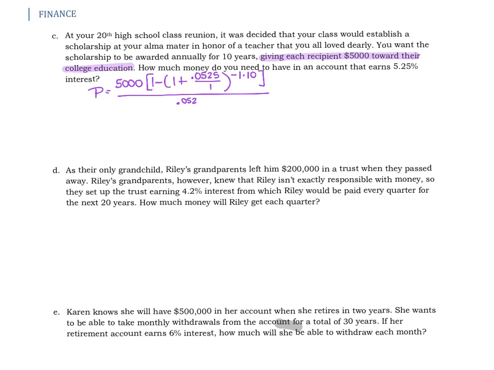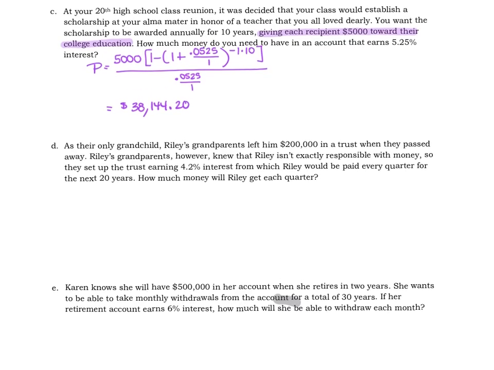So although I'm writing in the divided by 1, hopefully you clearly understand there's no need to actually type divided by 1 on your calculator, since you're just going to get the 0.0525 for that portion. Putting that into your calculator, your class would need to originally deposit $38,144.20 into this account to make that scholarship for 10 years a reality.